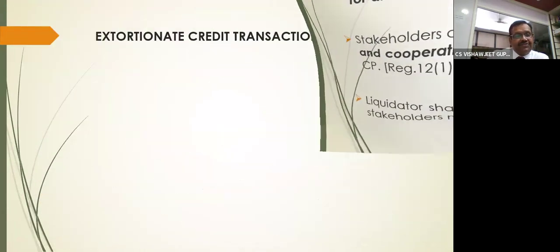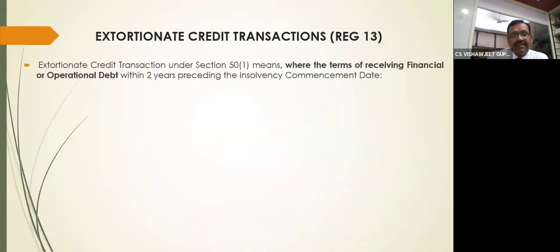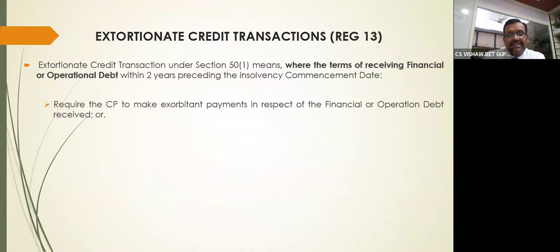Extortionate credit transactions. Regulation 13 says that extortionate credit transaction under Section 50 means where the terms of receiving financial or operational debt within 2 years preceding the insolvency commencement date require the CP to make exorbitant payment in respect of the financial or operational debt received. So if the CP has received any financial or operational debt in the last 2 years and the terms of receiving that debt require the CP to make exorbitant payment, that comes under the definition of extortionate credit transactions.